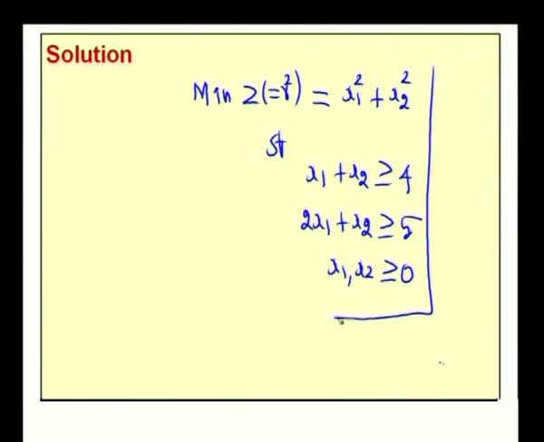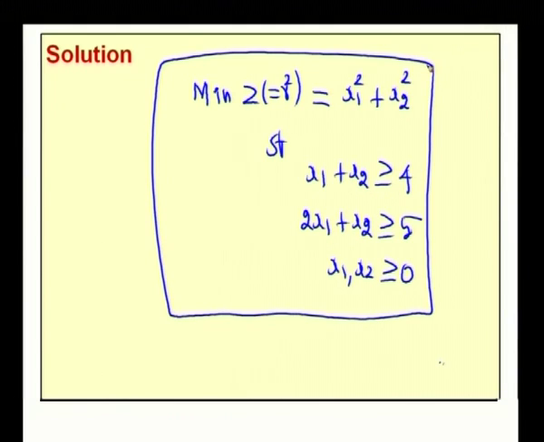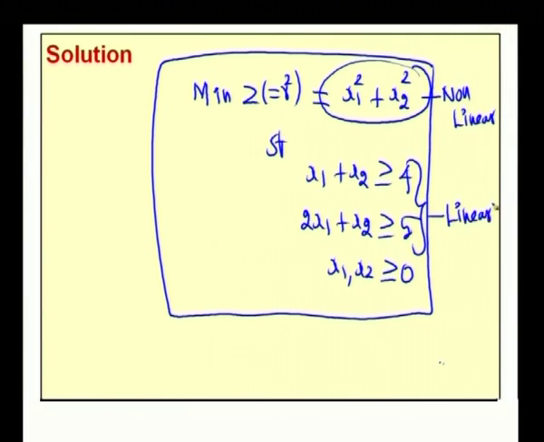So, the given problem can be formulated as follows. Our aim is to solve this nonlinear programming problem: minimize z equals x1 squared plus x2 squared, subject to the constraints x1 plus x2 greater than or equal to 4, 2x1 plus x2 greater than or equal to 5, x1, x2 greater than or equal to 0. In this problem, the objective function is nonlinear, whereas both the constraints are linear. Now, we have to solve this nonlinear programming problem with the help of graphical methods.